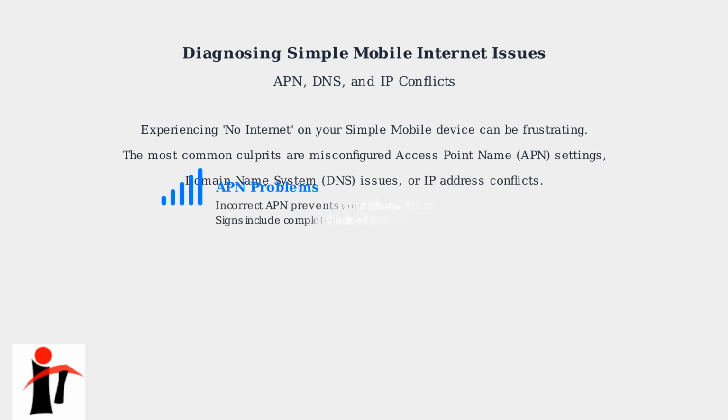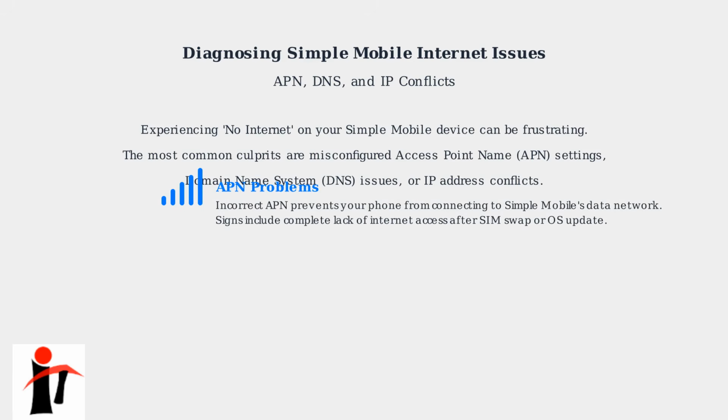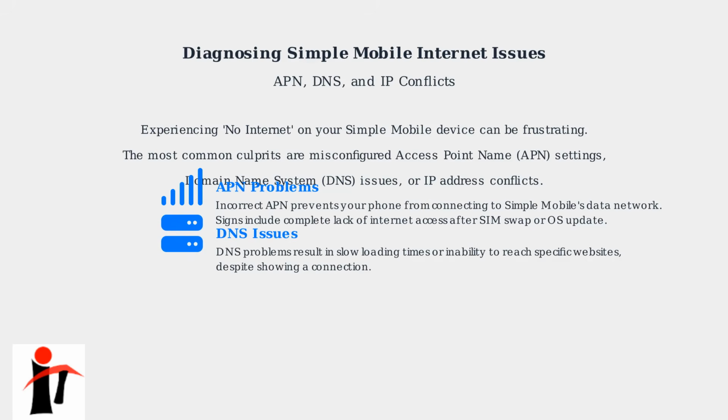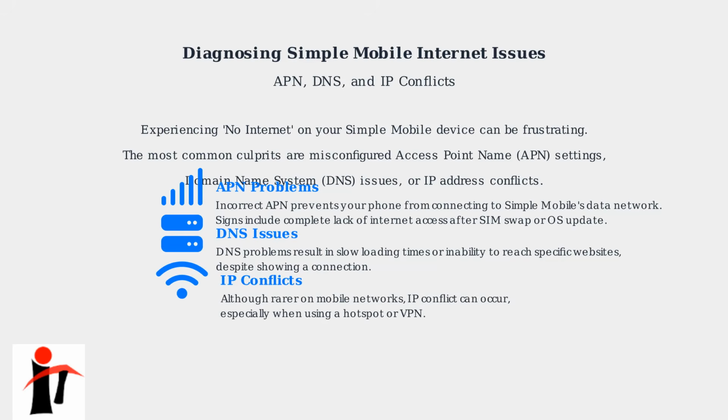First, an incorrect APN prevents your phone from connecting to Simple Mobile's data network. Signs include a complete lack of internet access after a SIM swap or OS update. Second, DNS problems can result in slow loading times or the inability to reach specific websites despite showing a connection. Finally, although rarer on mobile networks, an IP conflict can occur, especially when using a hotspot or VPN.